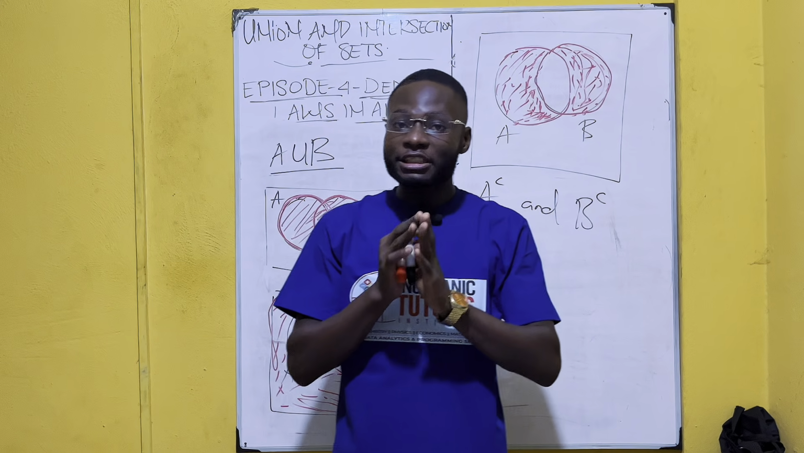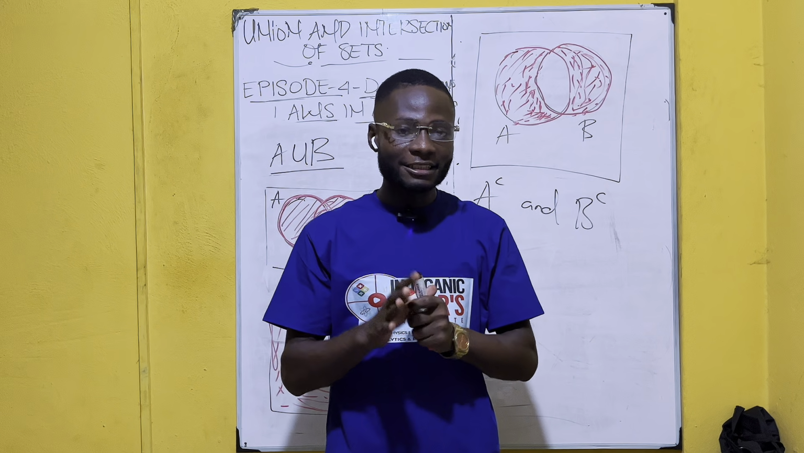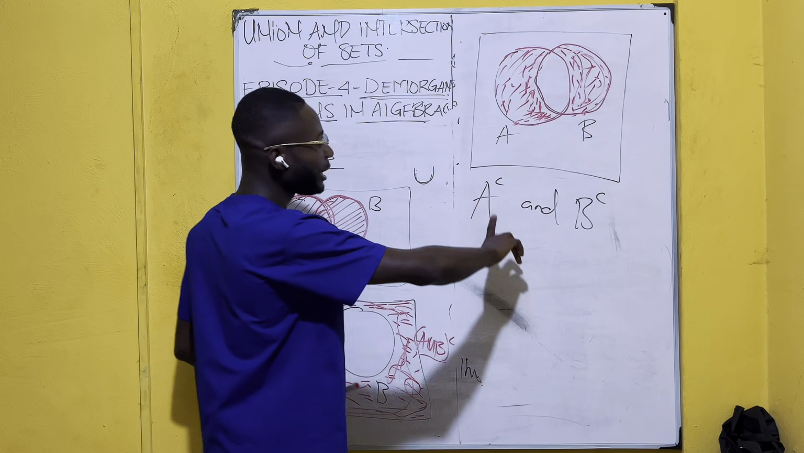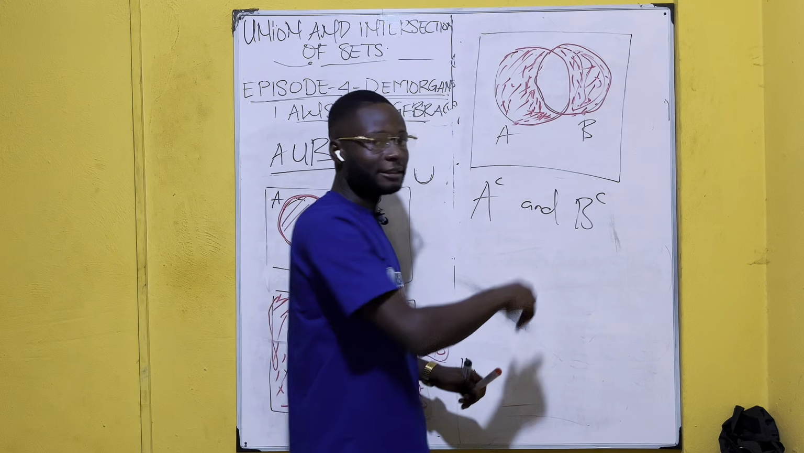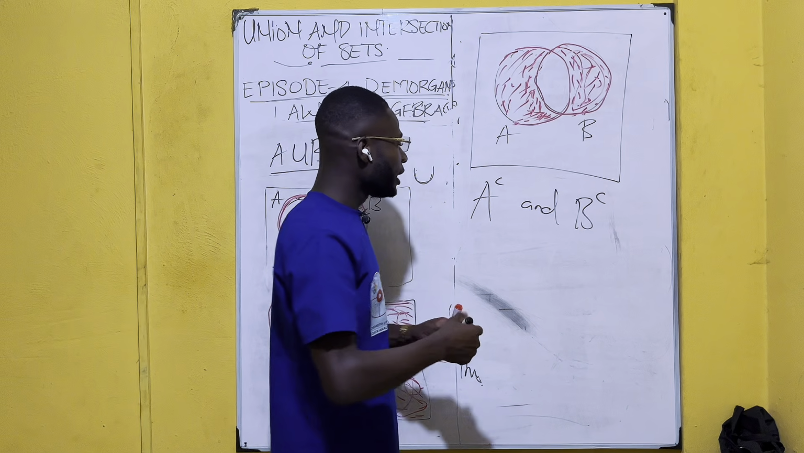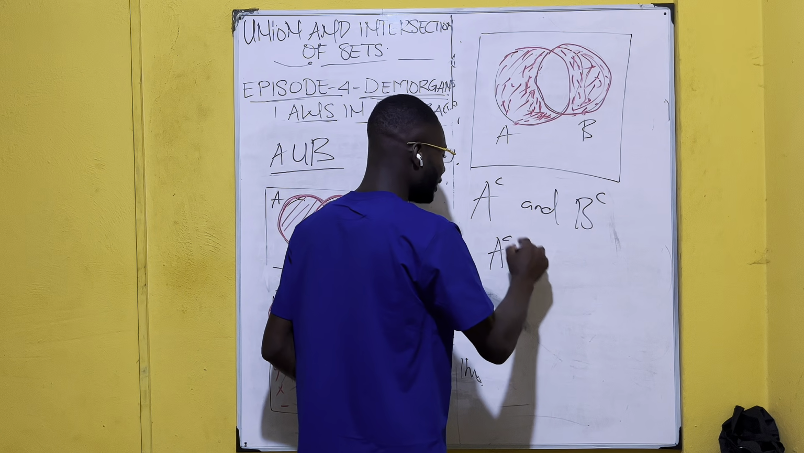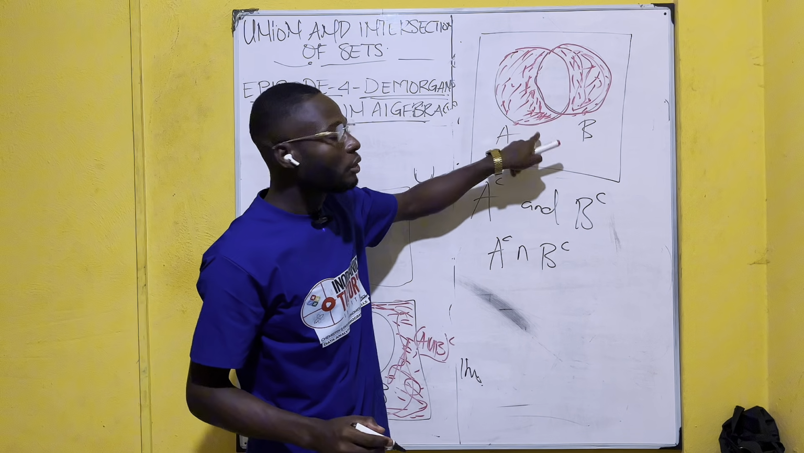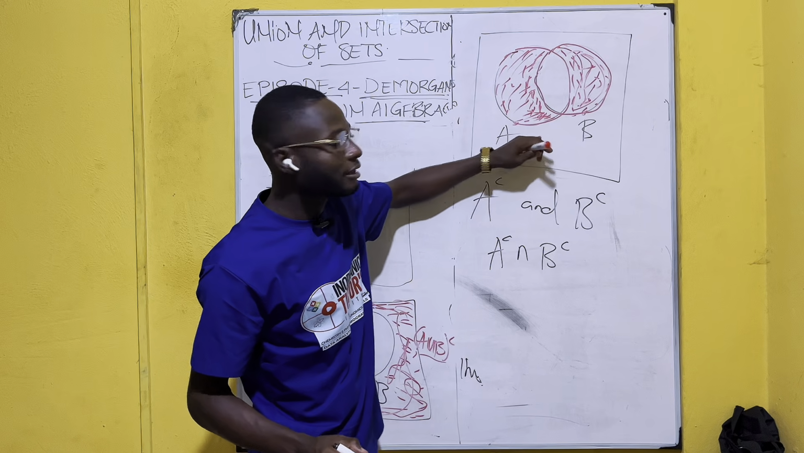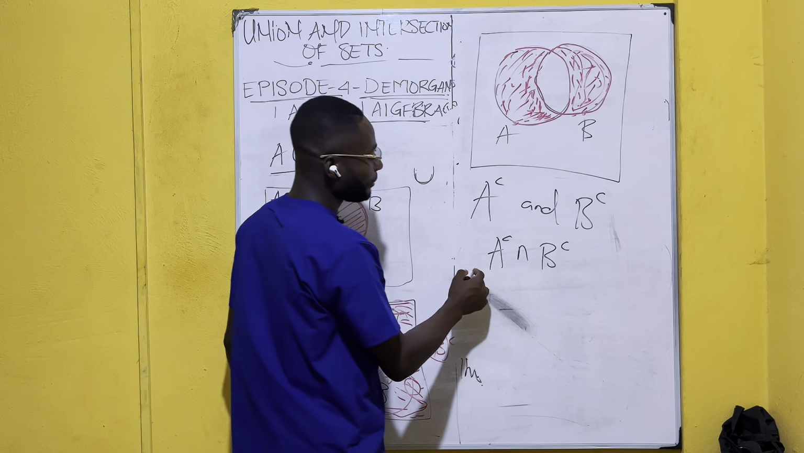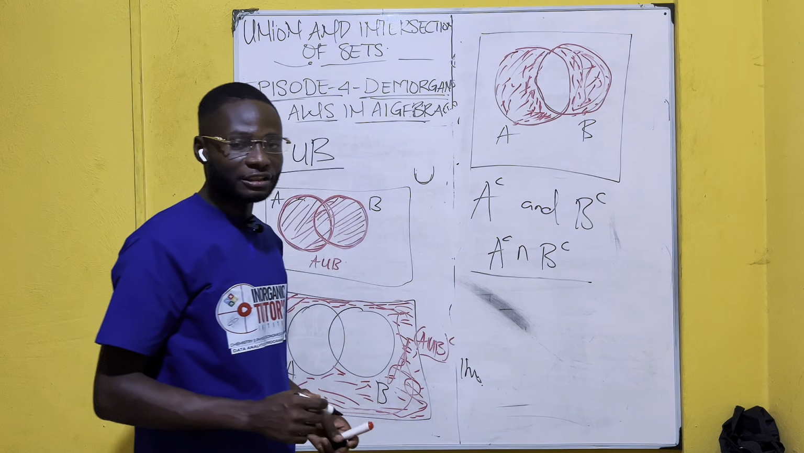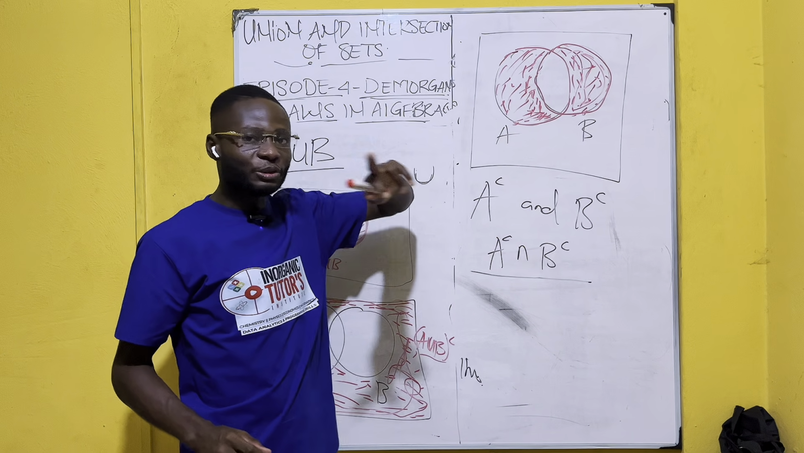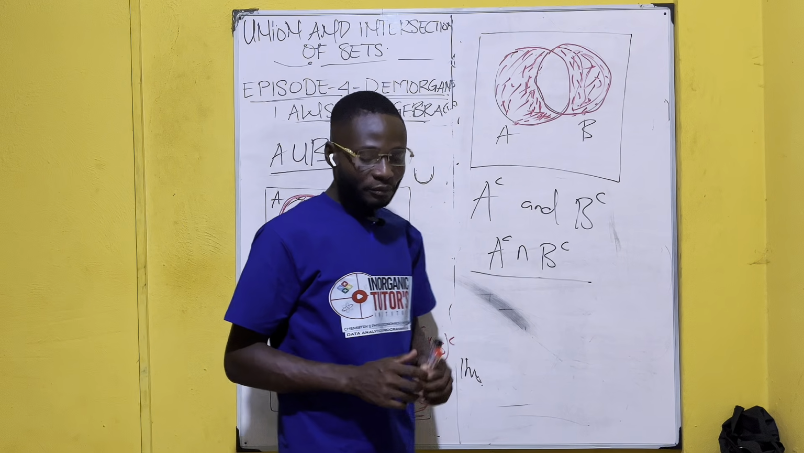Now, the last work is the last illustration I want to give you, because now I've drawn A complement and I've drawn B complement. What I want you to do is to combine them. Look at these two illustrations and find A complement intersection B complement. Find their intersection. Where will you draw it? Do that. Great.